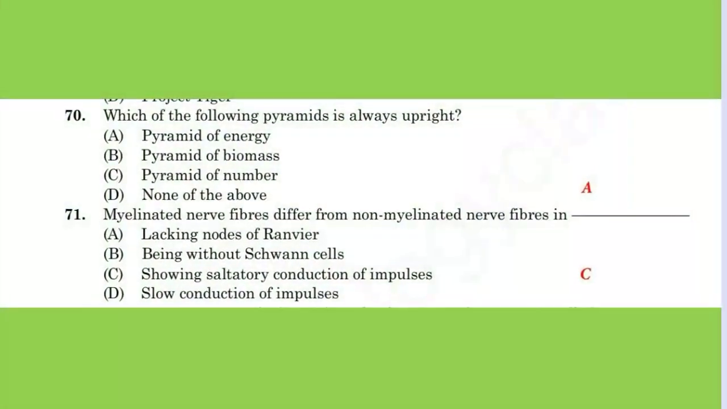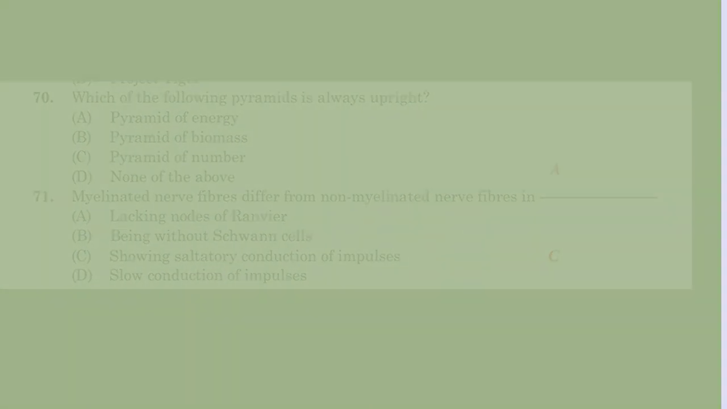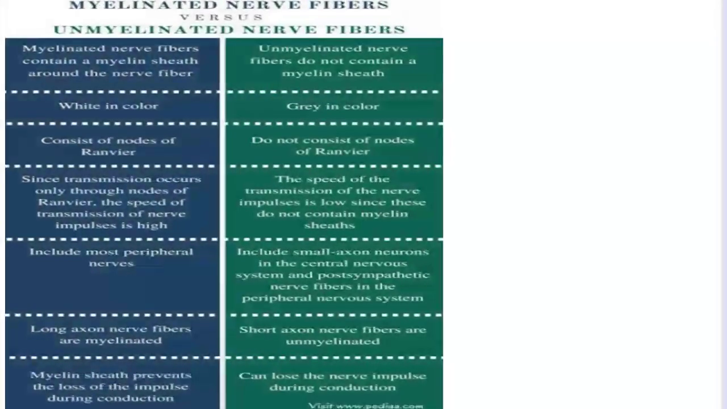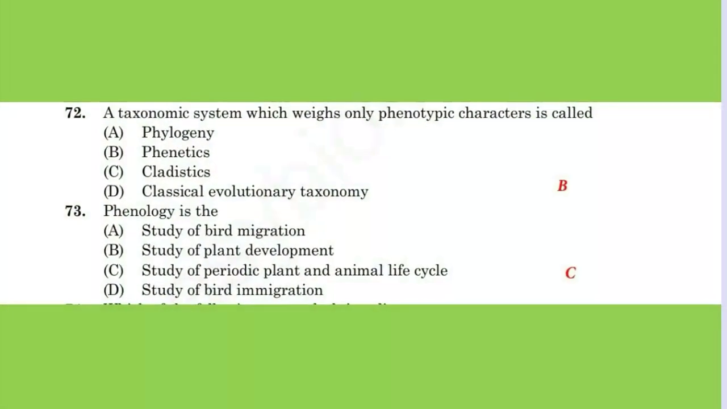Question: myelinated nerve fibers differ from non-myelinated nerve fibers in showing a saltatory conduction of impulses. Option C is the answer to this question. Then the next question: a taxonomic system which weighs only phenotypic characteristics is known as. It is known as phenetics. A taxonomic system which weighs only phenotypic characteristics is called phenetics.